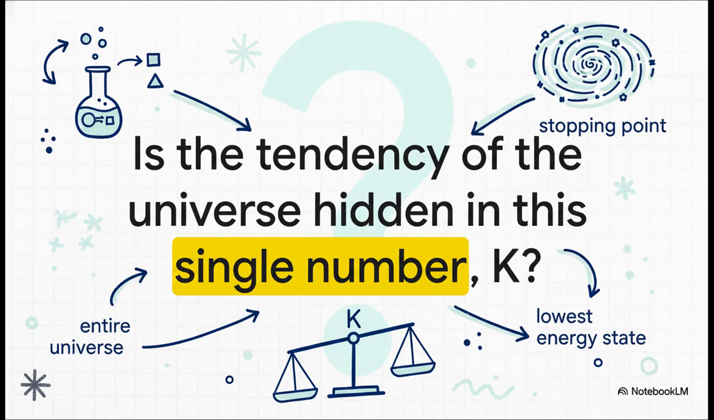It's pretty wild when you think about it, isn't it? We started with a simple table for organizing numbers, and we ended up talking about the fundamental driving force of the entire universe. It just makes you wonder, what if that ultimate tendency of everything to find its most stable state is all hidden right there inside that single number, K?